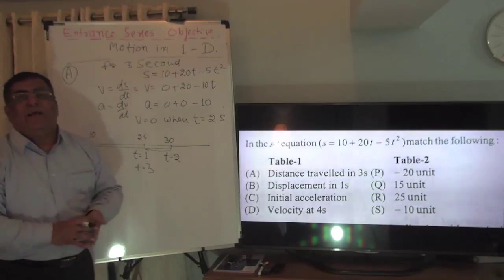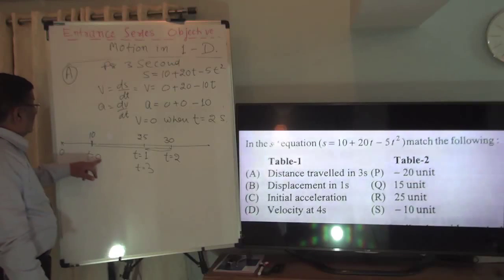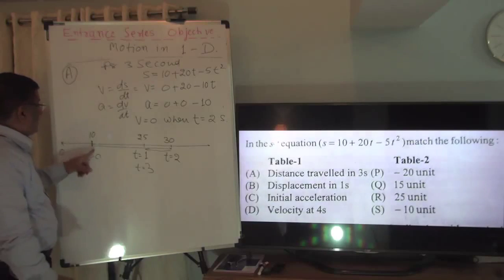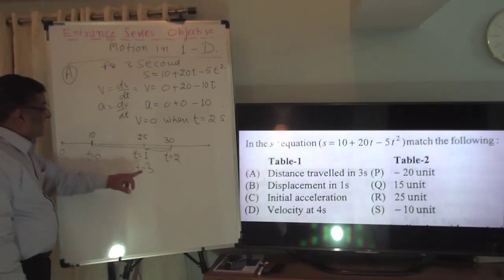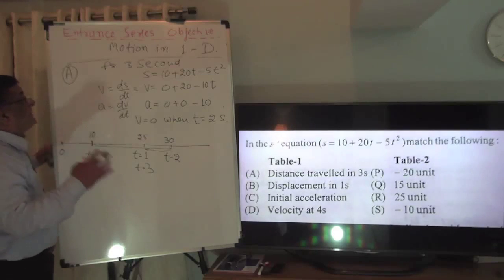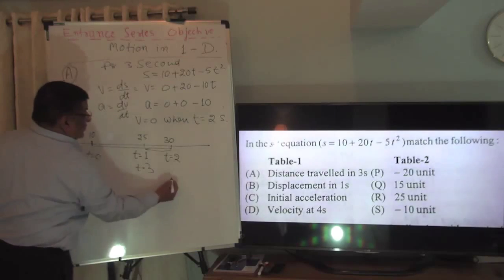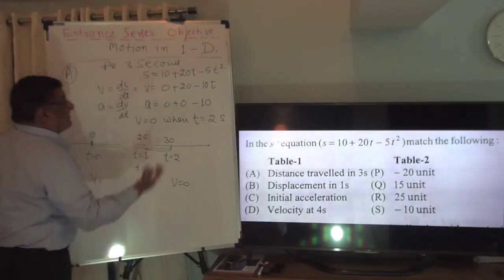Now position is very clear to us. We make the graph, it starts. When the time is 0, the displacement is already 10. Here we have started our stopwatch, and when the time is 1 second, the displacement is 25. When the time is equal to 2 seconds, the displacement is 30. What is happening to velocity? The velocity becomes 0 when time is equal to 2.